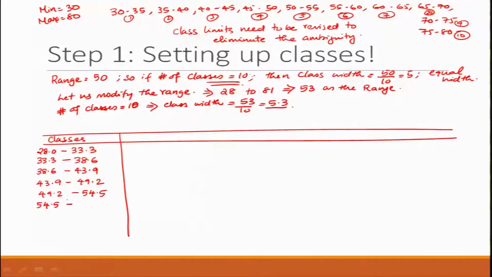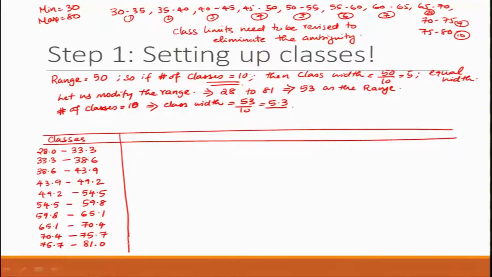54.5, if you add 5.3 with it, you will get 59.8. Then 59.8, you add 5.3, you get 65.1. And 65.1, you add 5.3, you get 70.4. And 70.4, you add 5.3, you get 75.7, and 75.7 you add 5.3, you get 81.0. So, this is the classes that you have.